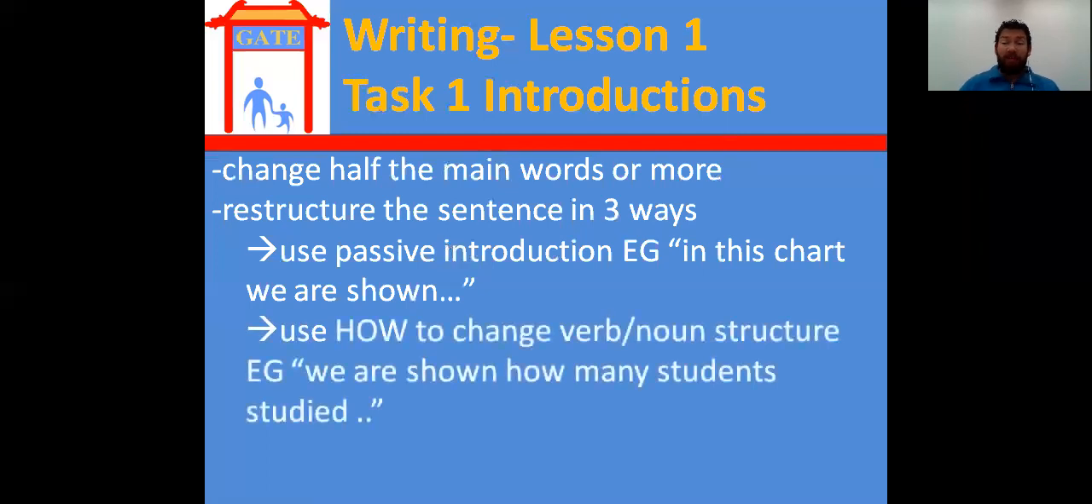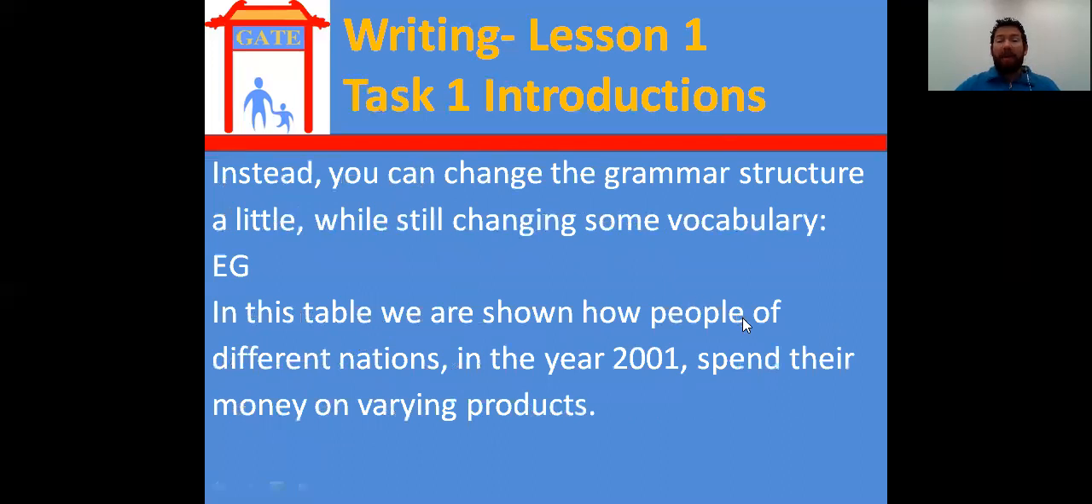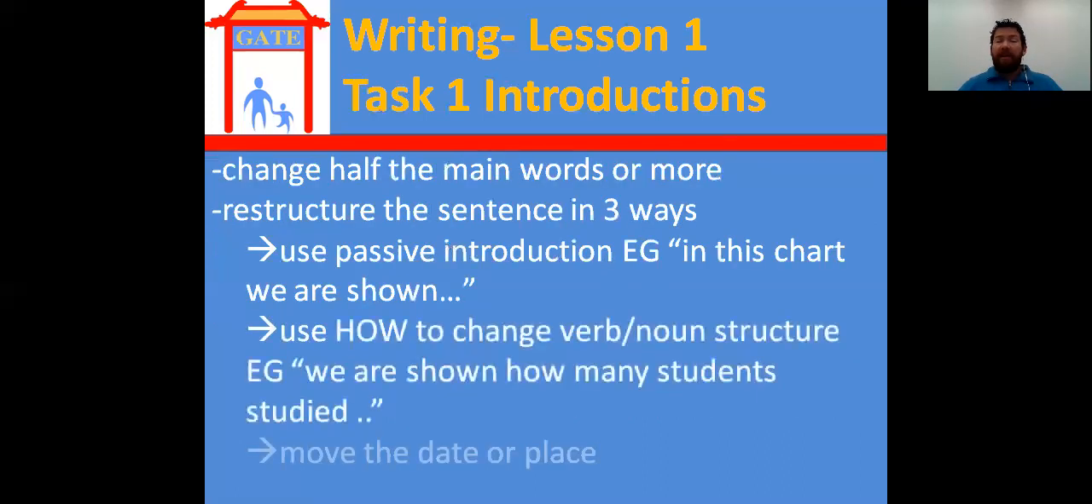The second thing we want to do is change the verb and noun structure, usually using how. Not always. Sometimes we can't use how, but most of the time we can. For example, we are shown how many students studied. For that one before, we are shown how much. Let's go back again there. We are shown how people spent their money. So how people spent their money there. So that's the second change.